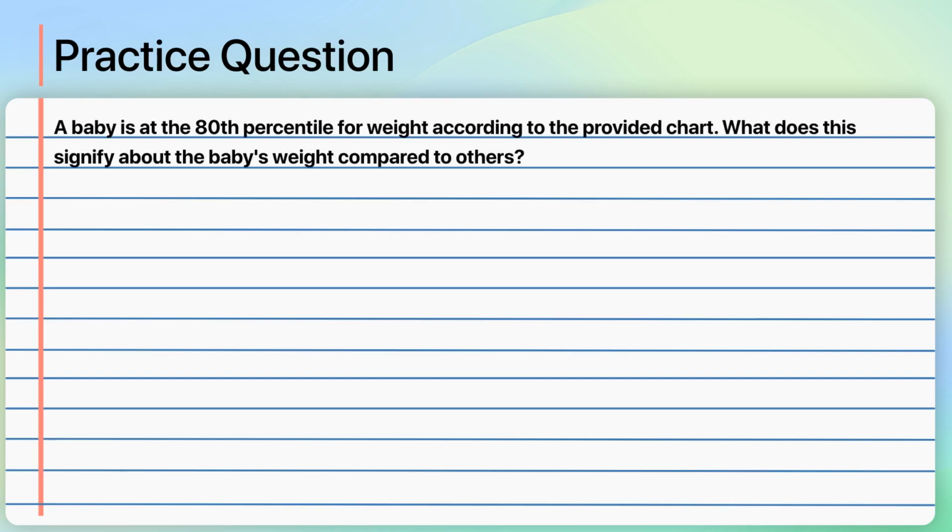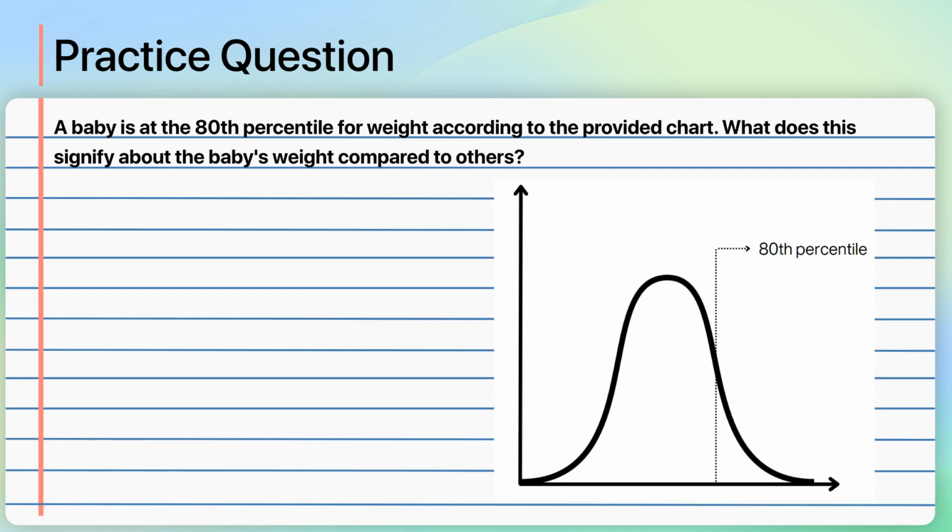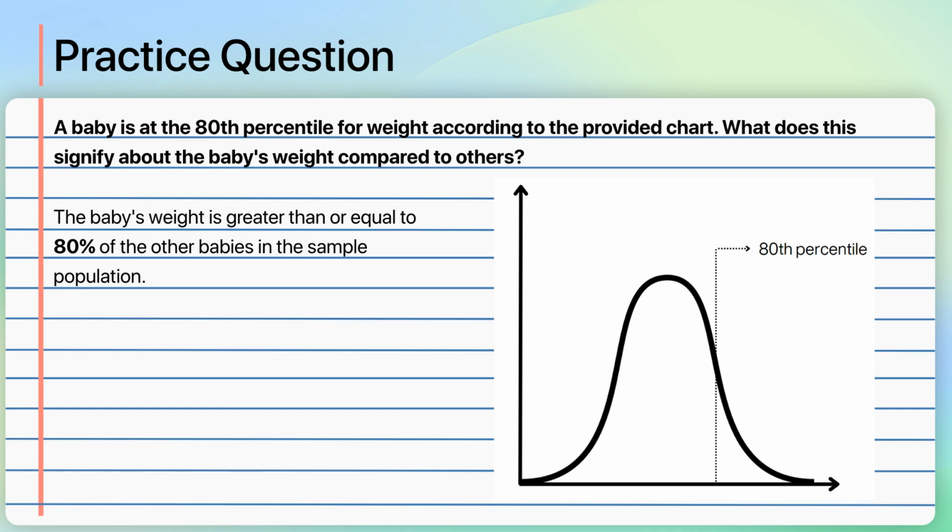Let's go through some specific questions to understand how to apply the concept of percentiles when we are monitoring growth. Let's first say that a baby is at the 80th percentile for weight, according to the provided chart. What does this signify about the baby's weight compared to the other babies? Being at the 80th percentile means that this baby's weight is greater than or equal to 80% of the other babies that are in this sample. This signifies that only 20% of babies weigh more than this individual baby.